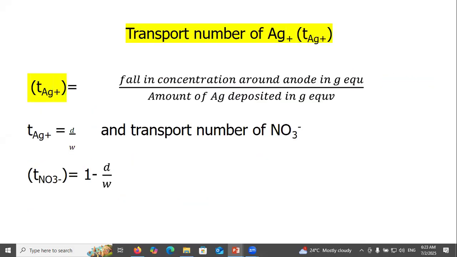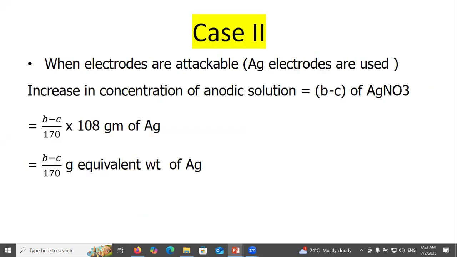Transport number of silver is the fall in concentration around the anode in gram equivalent over the amount of silver deposited in gram equivalent. So TAG equals D over W, and transport number of nitrate TNO3 is 1 minus D over W.